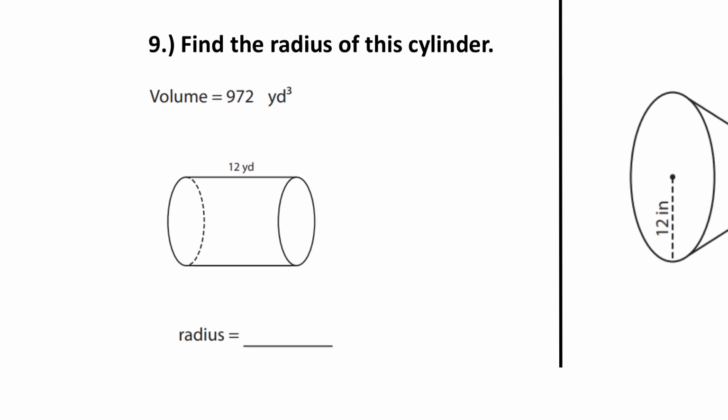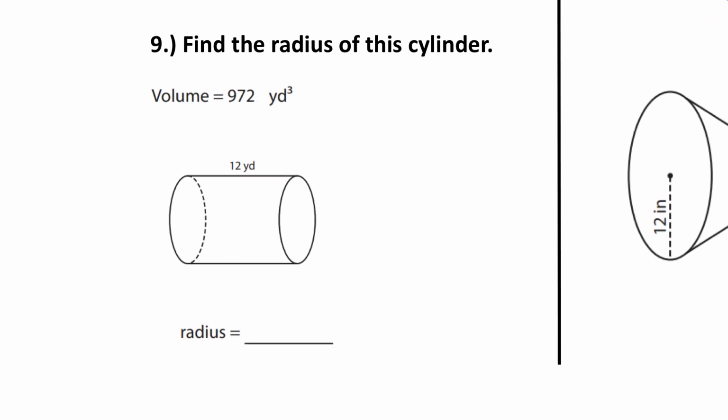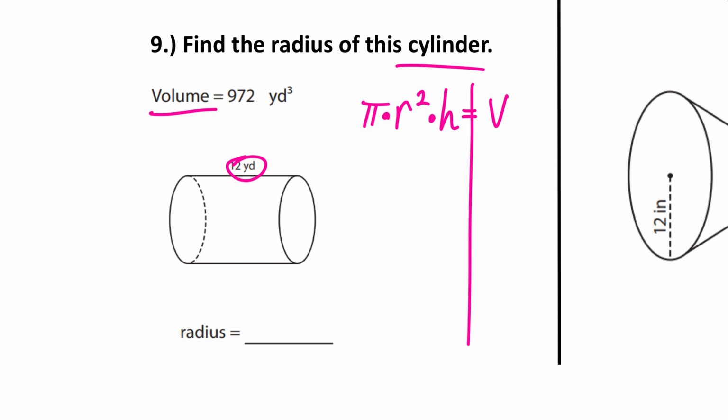So on this one, we're working backwards. Find the radius of the cylinder. The volume's 972, and we know the height right here is 12. Okay, so how do we find volume of a cylinder? So pi times r squared times h equals the volume of a cylinder. So on this one, instead of knowing the radius and the height and looking for the volume, I know the height and the volume, and I'm looking for the radius. So I'm just plugging in what I know.